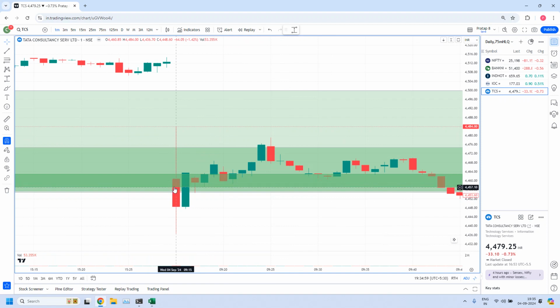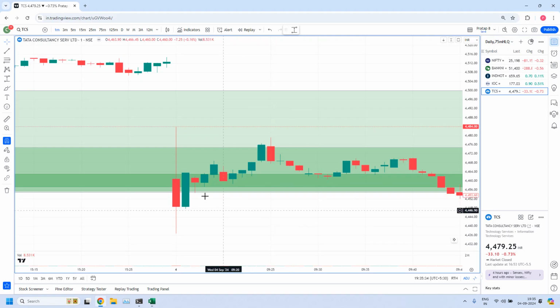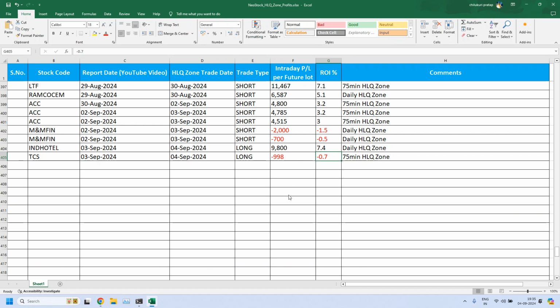Your stop loss is hit. You would have exited. You would have got some loss. So how much? We got 998 rupees loss as per one futures lot. Calculating as per one futures lot, and as per one future margin cost, the negative ROI we got is 0.7%. Because mostly we take our risk up to, I'm not saying you have to take, but you can take up to 2%. Beyond 2%, you can't accept the risk. So within the risk management, you got 0.7. Whoever's trades are executed at the morning 9:15 candle, you would have got this much loss.